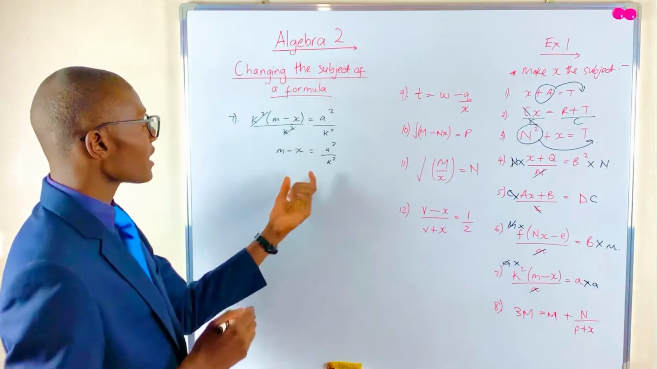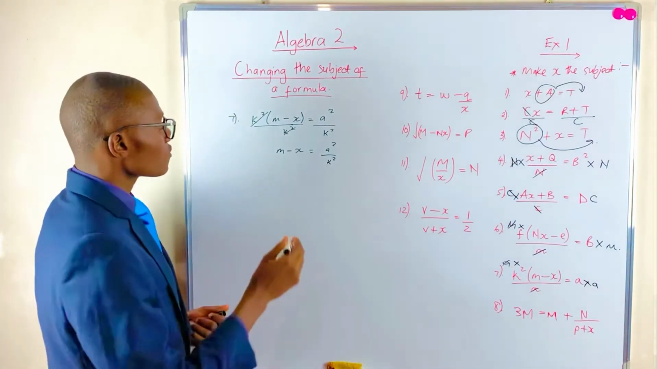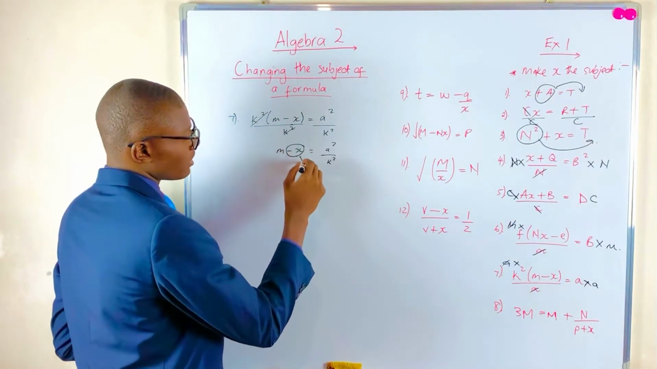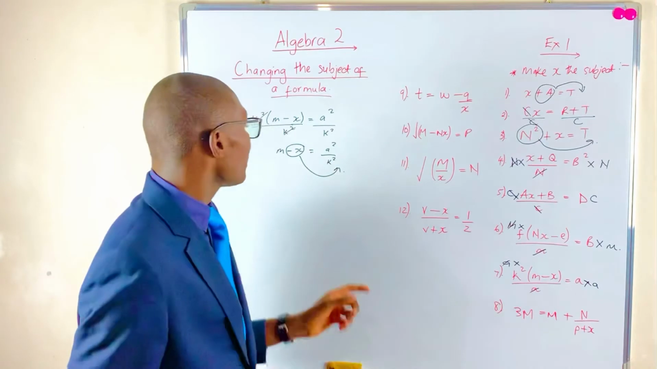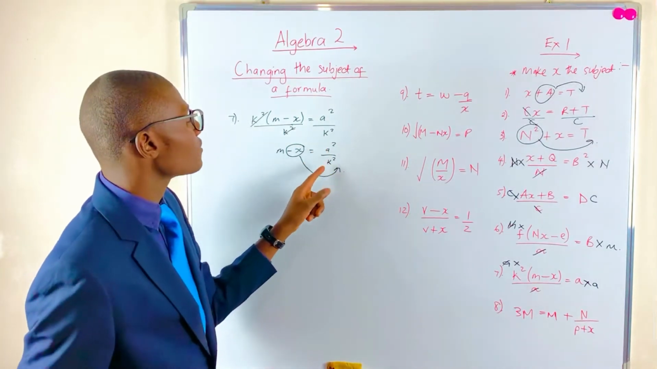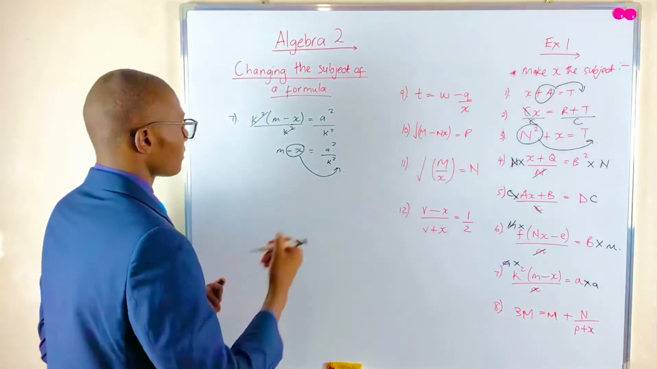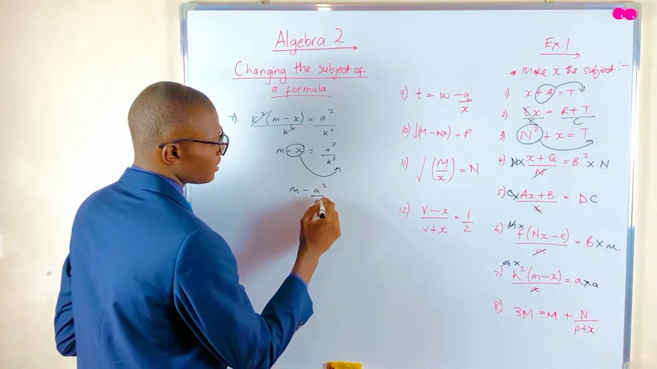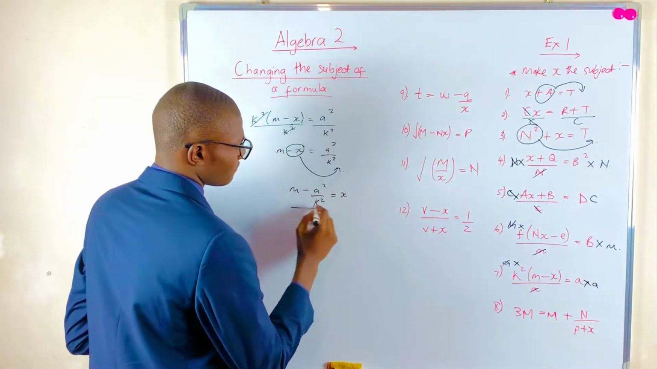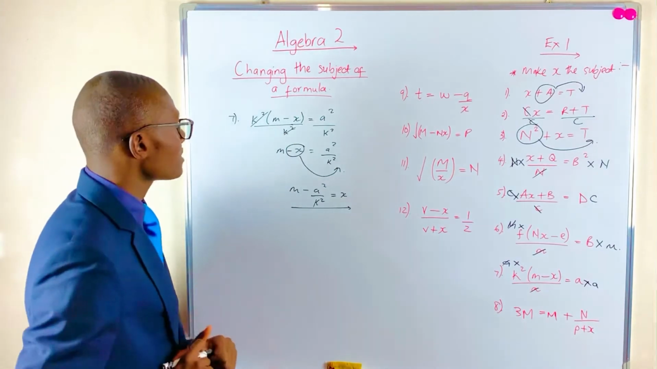In making x subject of the formula, in this case we've got minus x. So if we take this minus x to the right hand side, the sign will change to a positive. And if we take this a squared over k squared to the left hand side, the sign will change to a negative, such that a minus a squared over k squared would now be equal to x. And that will be the final result that we get for number 7.